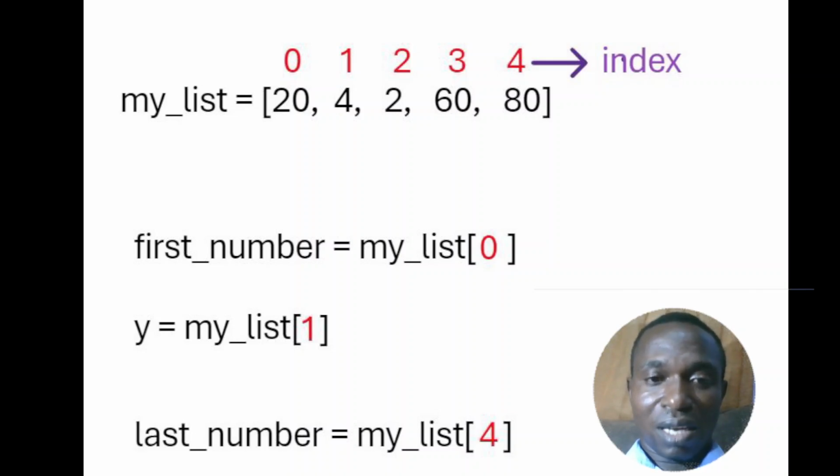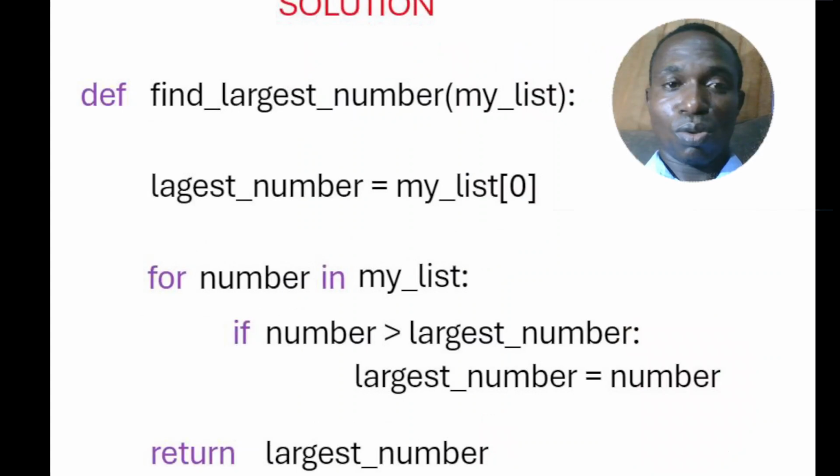I can still say last_number equals my_list at index 4, which we already know is 80, the largest number, but that is not the intention. That is not what we want to do. We just assign 80 to the last_number variable. Okay, so now we can go to the code proper.